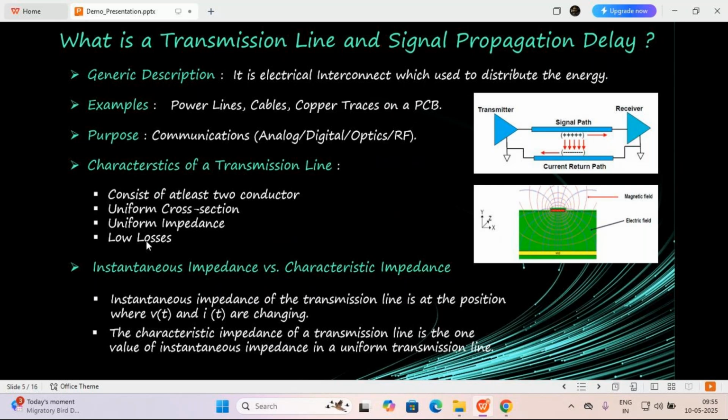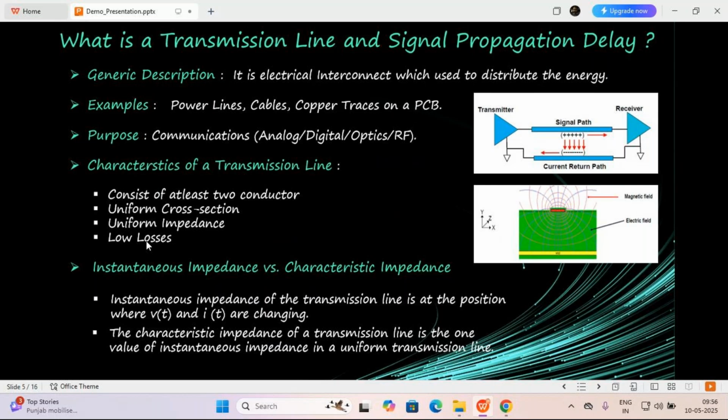Now what is the definition of instantaneous impedance versus the characteristic impedance? Instantaneous impedance of the transmission line is the impedance at that position where Vt and It are changing. So at the instant of time when the signal is flowing into the transmission line, it is seeing some impedance over there, and that impedance is called the instantaneous impedance, meaning the impedance at that instant of point that the signal is seeing.